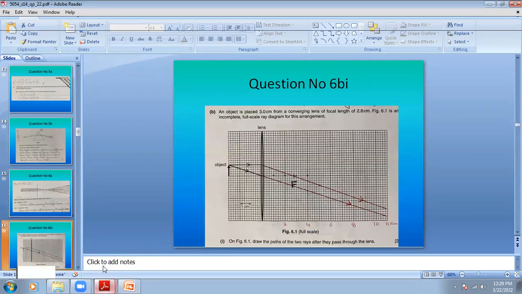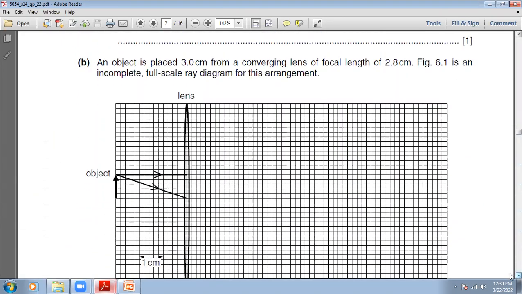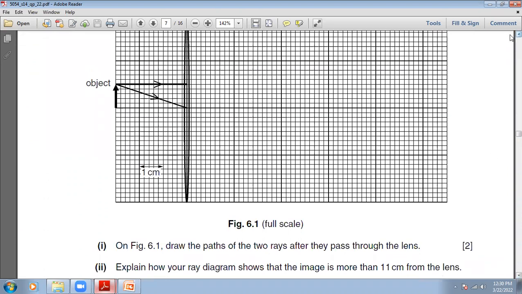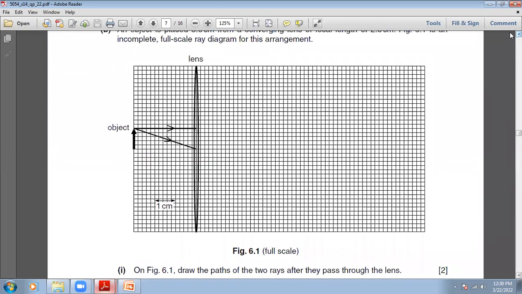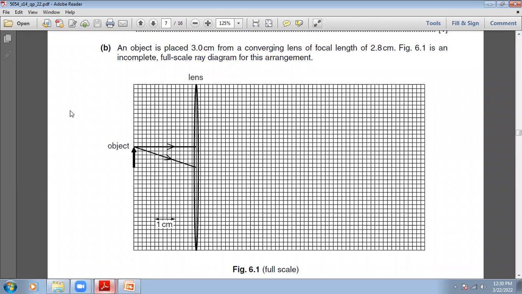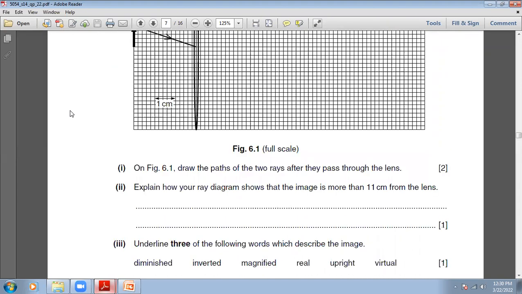Okay, the next question is the B part of question number 6. An object is placed 3 centimeter from a converging lens of focal length 2.8. Figure 6.1 is an incomplete, full scale ray diagram for this arrangement. So what they want us to do on figure 6.1 is draw the path of the two rays after they pass through the lens.